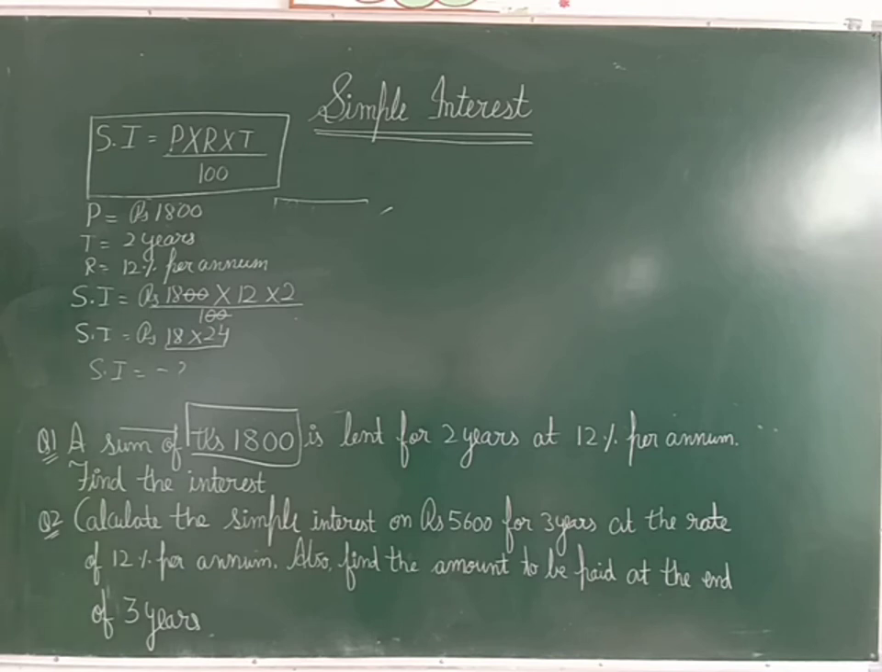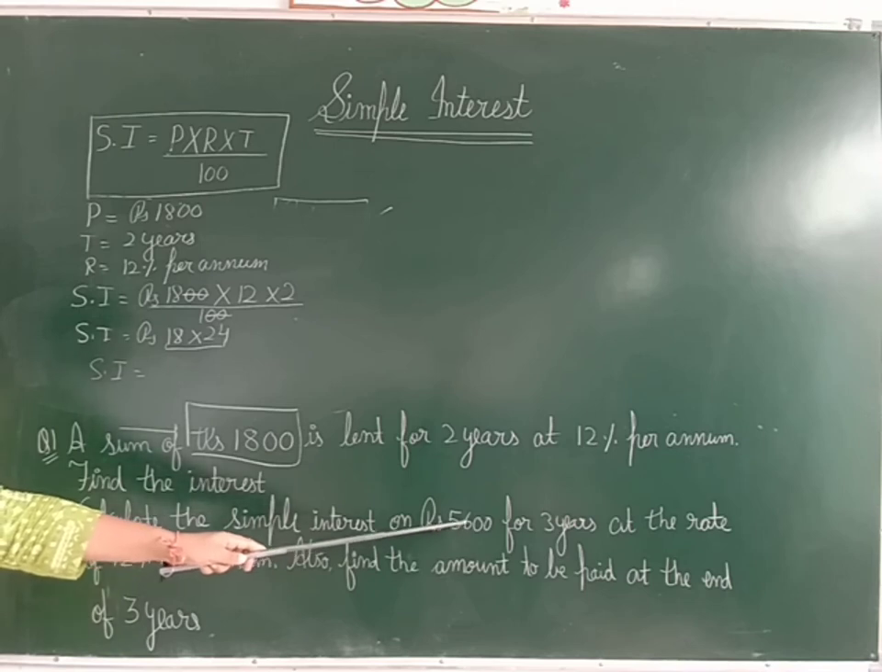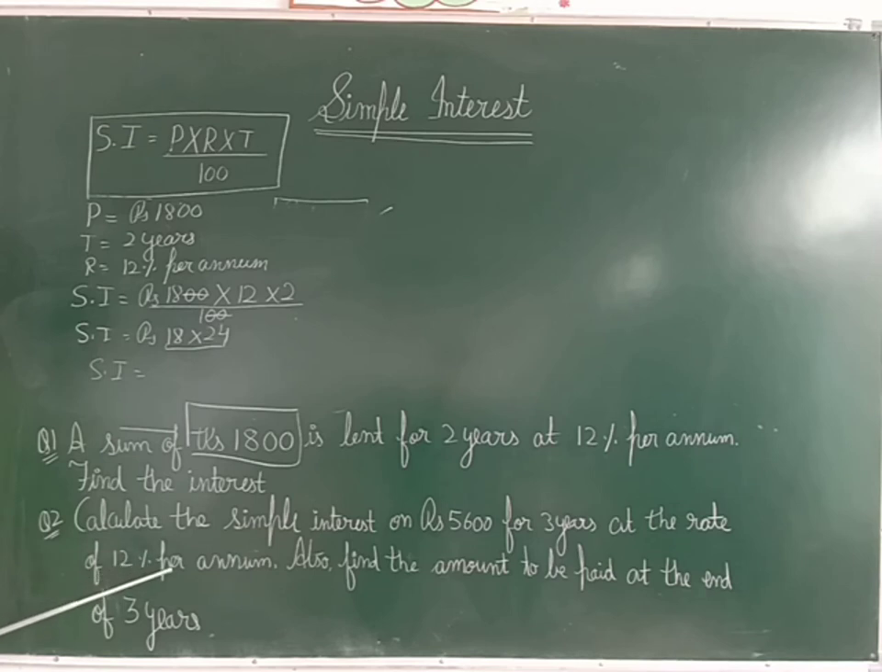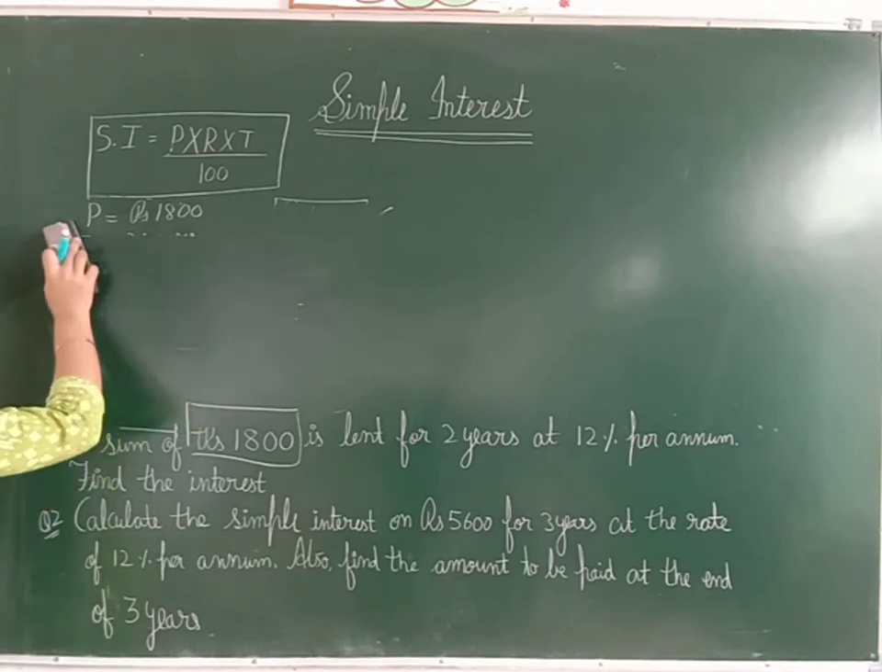So let's take another example. Question number 2. Calculate the simple interest on rupees 5,600 for 3 years at the rate of 12% per annum. Also find the amount to be paid at the end of 3 years.